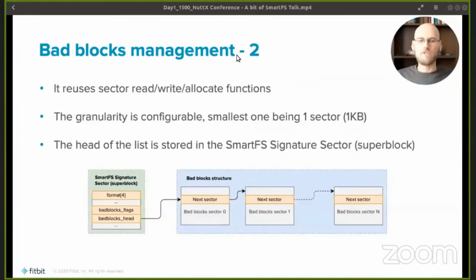The bad blocks structure has been implemented as a hidden file because of its simplicity. It reuses the code for read-write sectors. More than that, the granularity can be configured per partition such that one held bit could cover 1 kilobyte, 4 kilobytes, or 16 kilobytes. A file is a linked list of sectors with its first sector, the head of the list, being stored as an entry in its parent directory. The bad block structure has its head stored in the SmartFS signature sector, also known as the superblock.